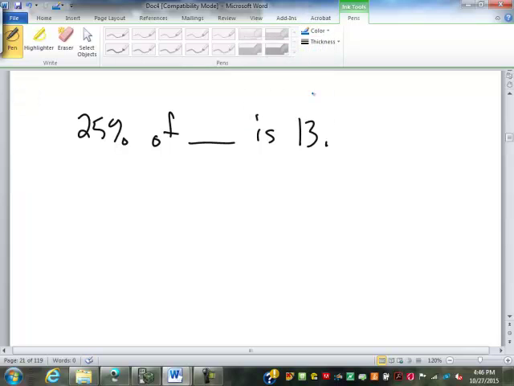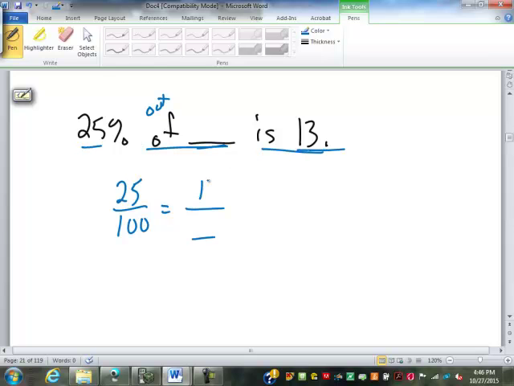So here, 25% of blank is 13. So we have the percent. We start out with 25%, 25 out of 100. On the other side, we have the blank and the 13. Which one goes on top? 13. "Of blank" implies "out of blank," which implies the blank goes on bottom. Then if you read the rest, 25% is 13. That makes sense. The 13 goes with the 25.